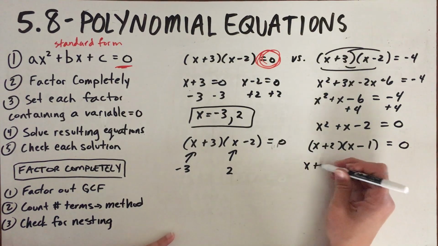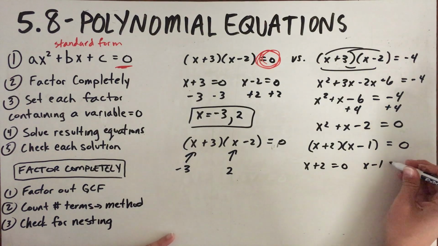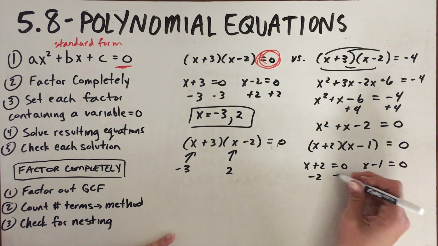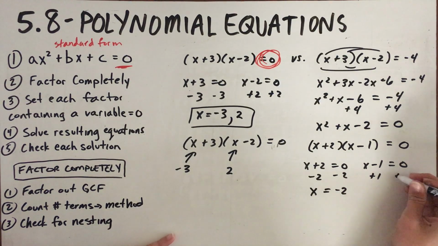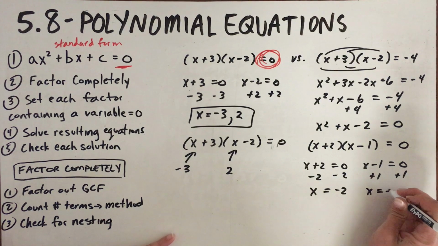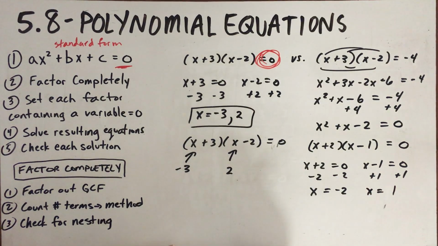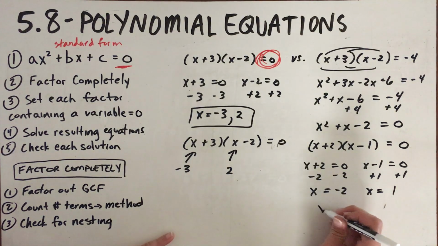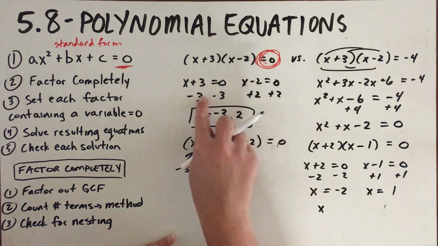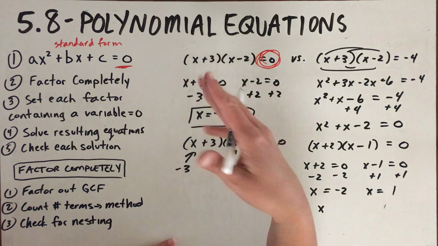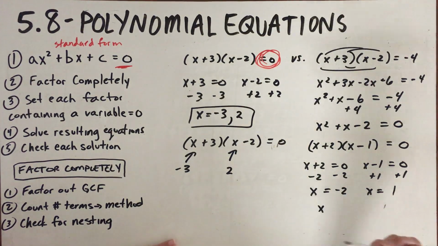So when I set each factor that contains a variable equal to 0, then I get that x is -2 and x is +1, or just 1. You can see that that's different than -3 and 2. My answers here are different because this was not equal to 0 to begin with. So if you have factors equal to 0, I can just substitute -3 and 2 and be done. But here you have to put it in standard form, set it equal to 0, and then go through the process.